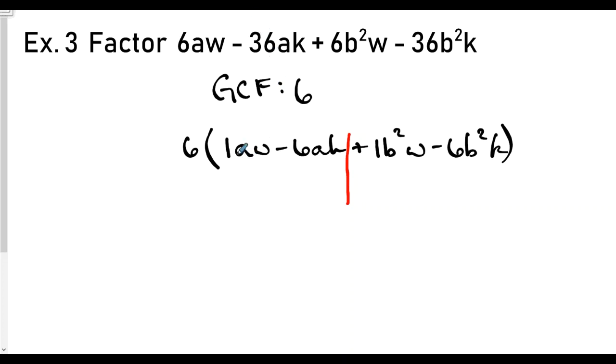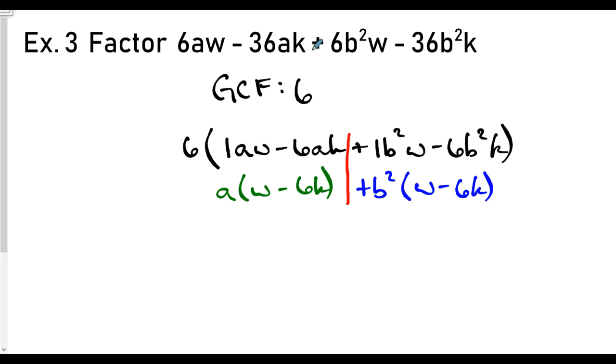So what's the GCF of 1AW and negative 6AK? Well, just A. So what's left? AW and minus 6K. Over on the right-hand side, what's the GCF? Well, this one's got B squared W. This one also has a B squared, so maybe I can take out a positive B squared. And what's left over? Well, 1W, otherwise known as just W, minus 6K.